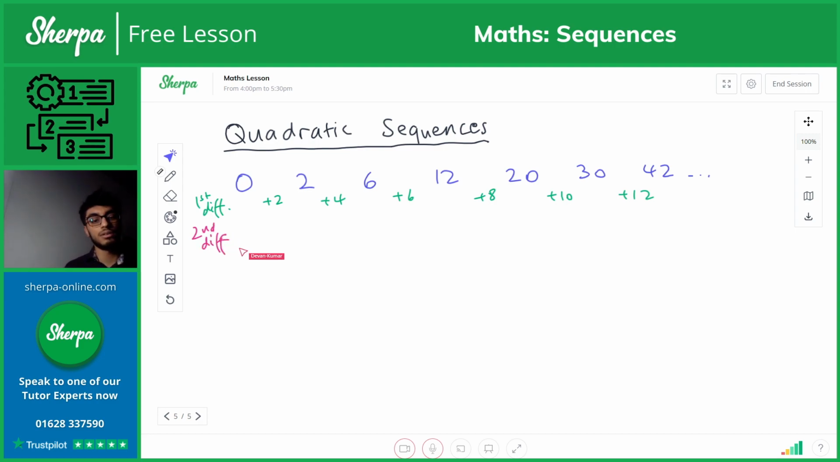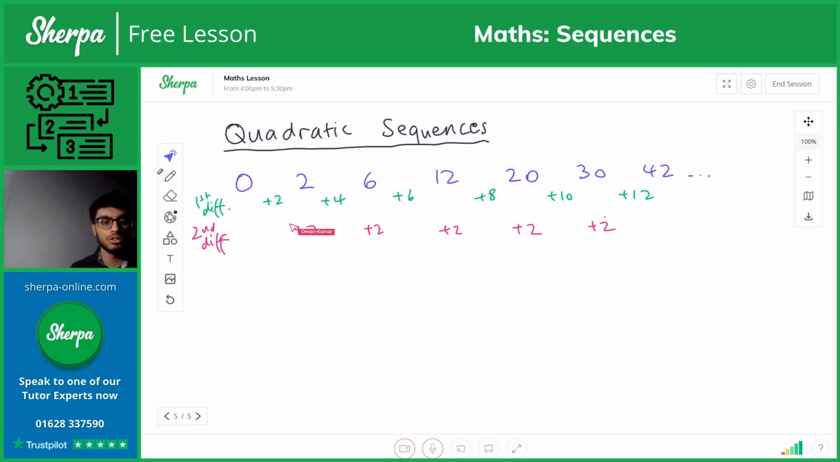How is this going to work then? Well, we have this plus 2 and this plus 4. What's the difference? Well, plus 2. Plus 4 and plus 6, what's the difference? Well, it's plus 2. And then plus 2 again, and then plus 2 again, and then plus 2 again. Okay, well, we start to see that this second difference is all the same.